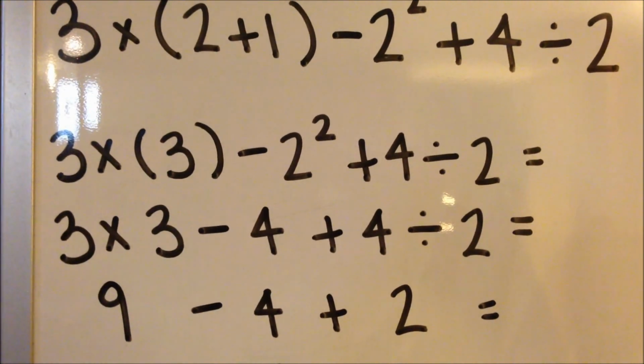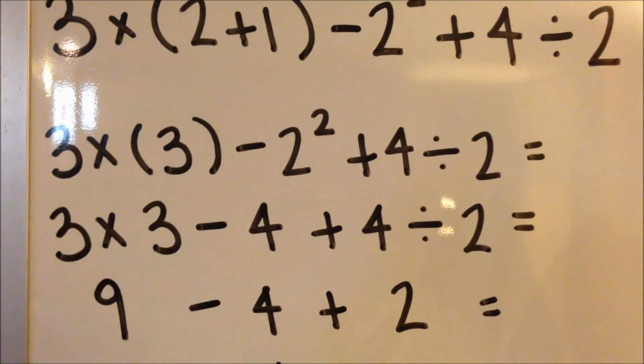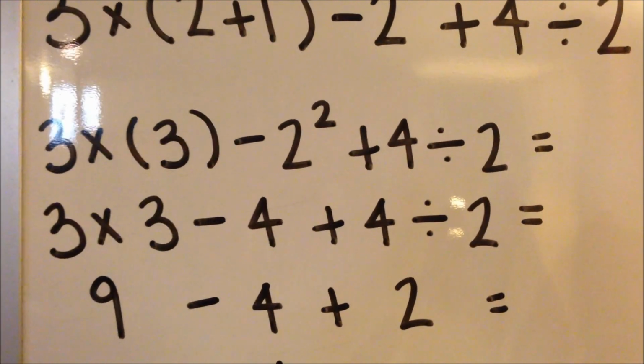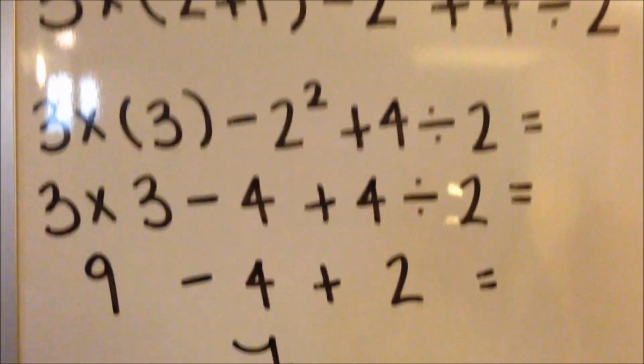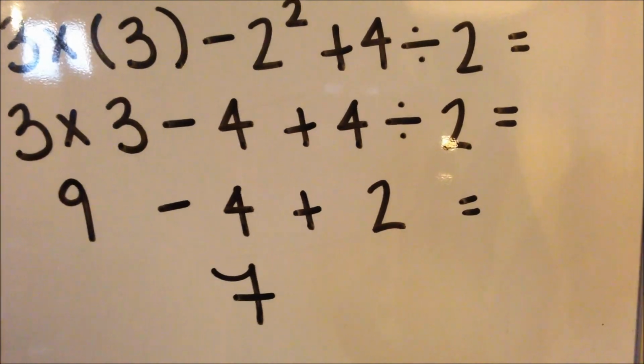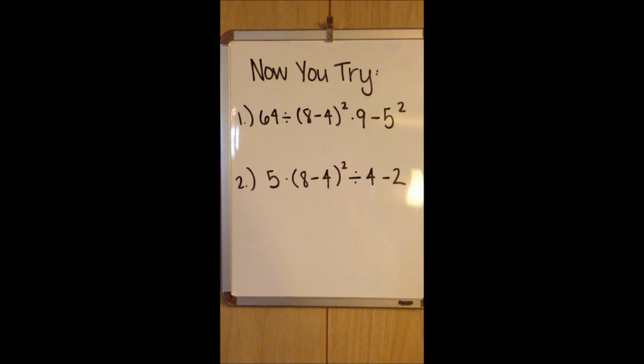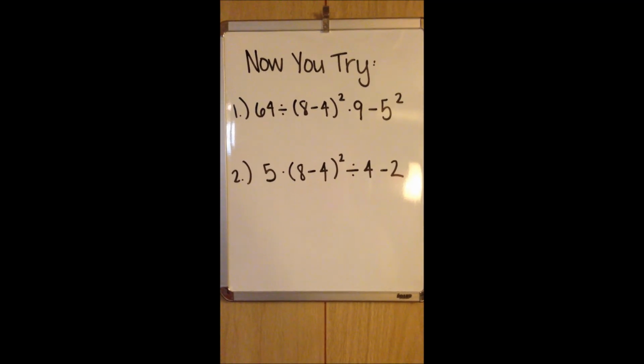And then finally, just add and subtract from left to right. So 9 minus 4 gives us 5, and then 5 plus 2 gives us 7. That's our final answer. Okay, let's have you try a few problems on your own. See how you do with them.